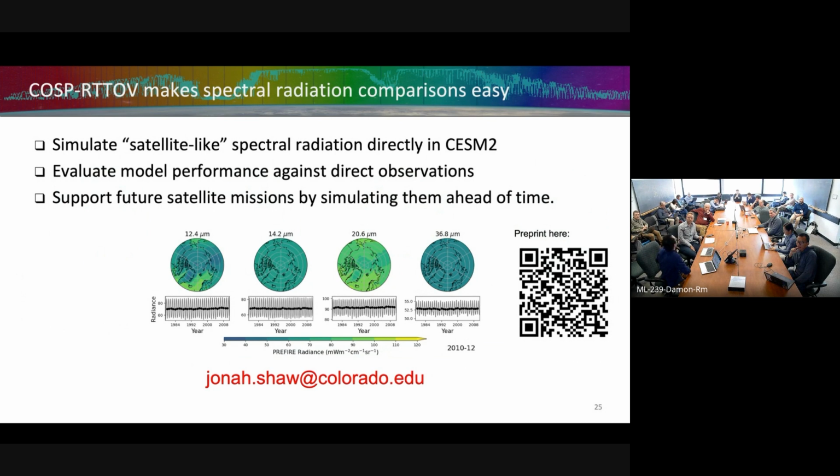We can also think about supporting satellite missions by simulating them ahead of time. Simulating the direct radiation fields is valuable because this is a small mission, and building out retrieval products is often a multi-year process. So it makes it easier to interface with things.